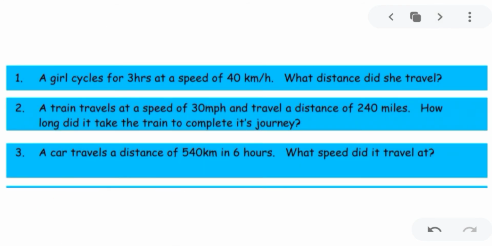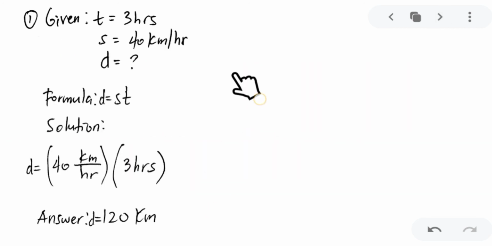Another sample problem, we have here number 1. A girl cycles for 3 hours at a speed of 40 kilometers per hour. What distance did she travel? So we have here the given values of time and speed, and we are looking for the distance. So for number 1, again, the time is 3 hours, the speed is 40 kilometers per hour.